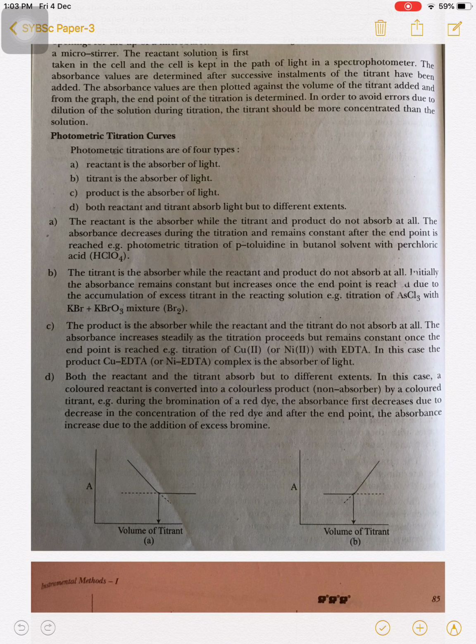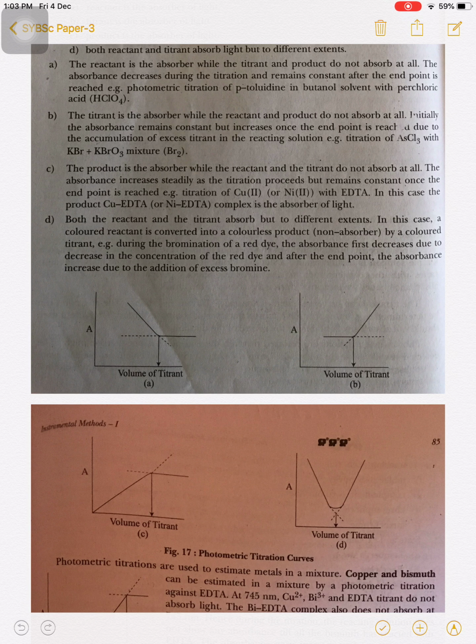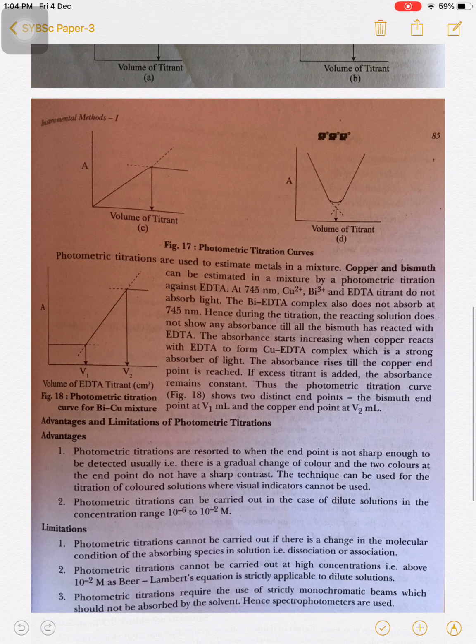So the fourth graph is that if both reactant and titrant are absorbing the light radiation to different extents, then we get a U-shaped graph. Now see this D graph. Both the reactant and titrant absorb to different extents. In this case, a colored reactant is converted into a colorless product by a colored titrant. So the colored reactant and colored titrant react, and we get a colorless product. This is the graph we get.